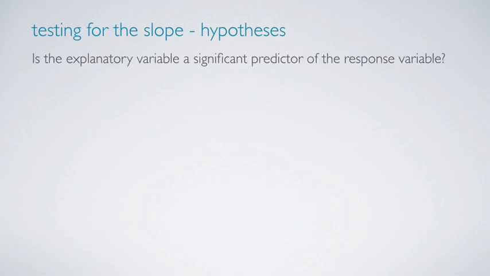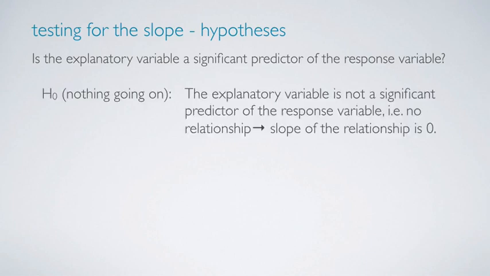Within the framework of inference for regression, we're going to be doing a hypothesis test on the slope. The overall question we want to answer is: is the explanatory variable a significant predictor of the response variable? The null hypothesis, as usual, says there's nothing going on. In other words, the explanatory variable is not a significant predictor of the response variable, i.e., there's no relationship, or the slope of the relationship is 0.